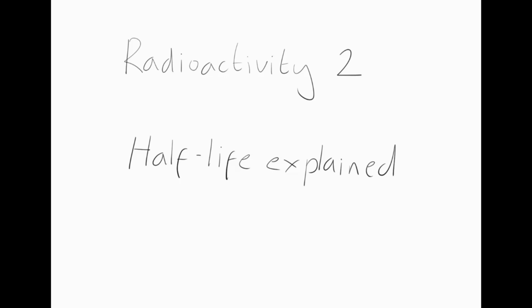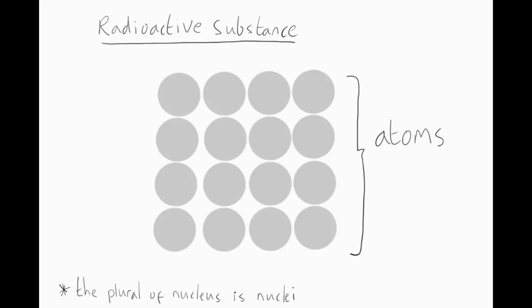In this video we'll be looking at half-life. If you're new to radioactivity, you might want to check out the first video in the series and then come back to this one. Remember, in the last video we said that the nuclei of certain atoms of certain substances can give out radioactivity. They can fire out alpha particles, beta particles or gamma rays.